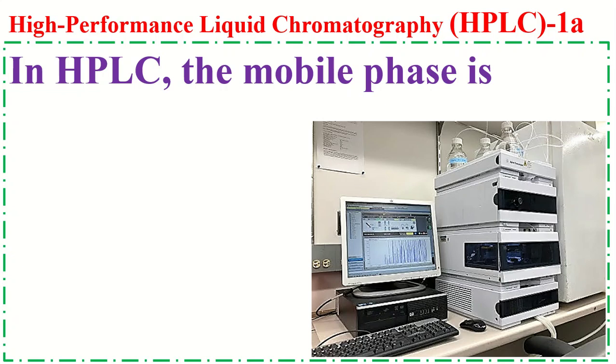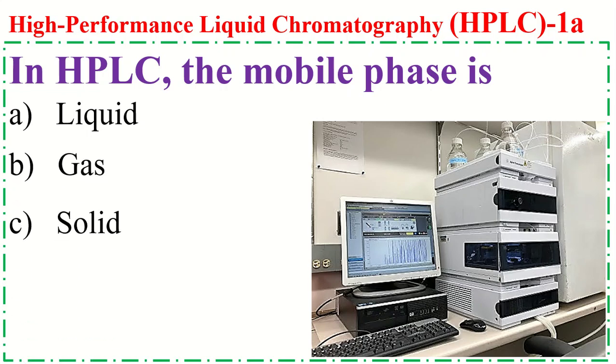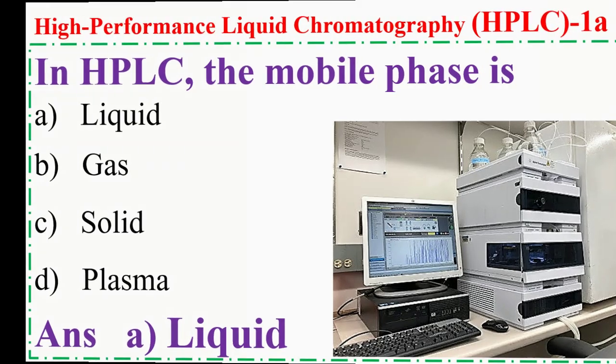In this video tutorial we will discuss HPLC, High Performance Liquid Chromatography, Part 1A. In HPLC the mobile phase is option A liquid, B gas, C solid, D plasma. Correct option is A liquid.